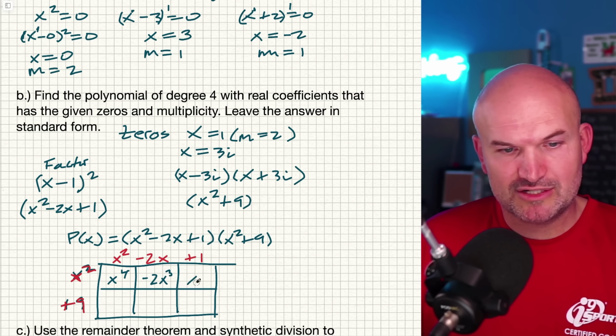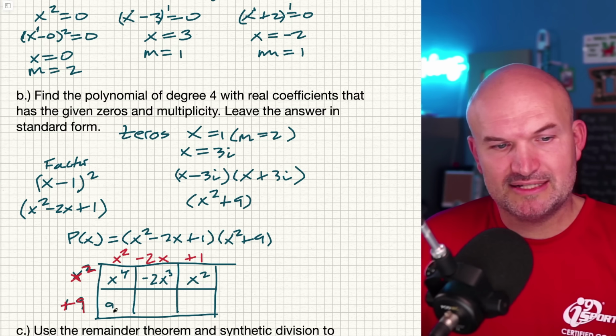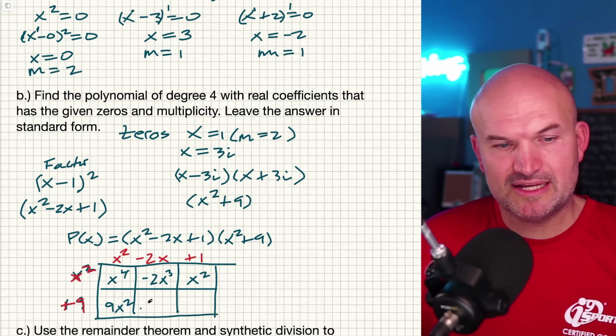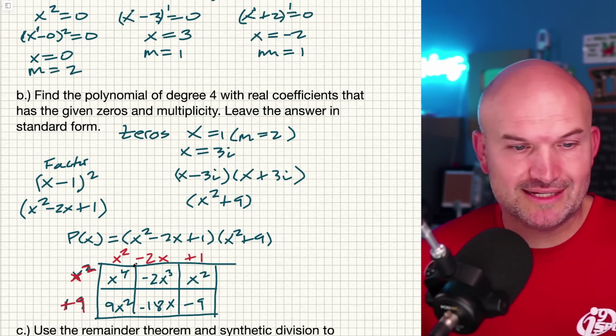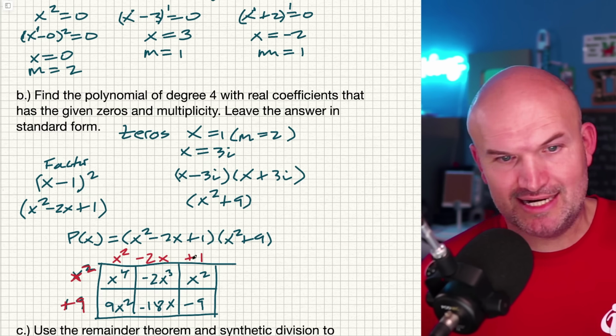X squared times 1 is an x squared. X squared times 9 is a 9x squared. 9 times negative 2 is a negative 18x. And 9 times 1 is going to be a positive 9. And the cool thing about this is, actually, they're not on a diagonal.